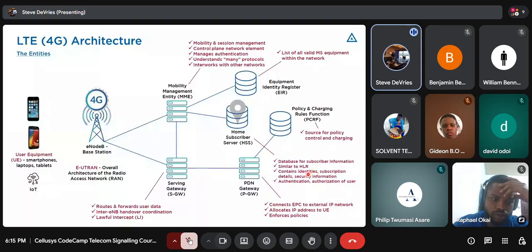It contains the user's identities, the subscription information, the security information. Authentication was done in a separate device called the AUC, the Authentication Center, in 2G and 3G. They've combined that into the HSS. So the home subscriber server is not only what the HLR did, but it's also what the Authentication Center used to do. So those are combined now.